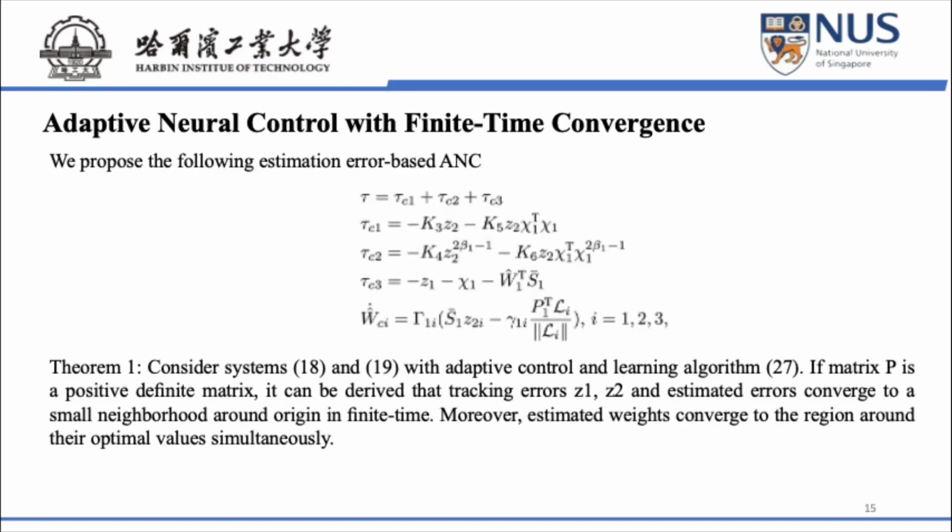According to the above discussion, we propose the following estimation error-based adaptive neural control. Then we will have the following Theorem 1. Considering the system with adaptive control and learning algorithm, if the matrix P in the system is a positive definite matrix, it can be derived that the tracking errors Θ1, Θ2, and the estimation error will converge to a small neighborhood around the origin in finite time. Moreover, the estimated weights converge to the region around their optimal values simultaneously.